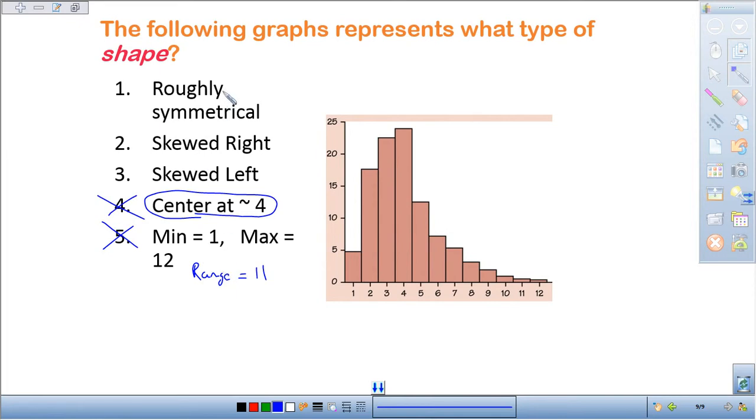So then we're left with roughly symmetrical, skewed right, or skewed left. And again, we can see here that this one appears to be pulled to the right, so the correct answer is skewed right. It is not skewed left, and it is not roughly symmetrical.